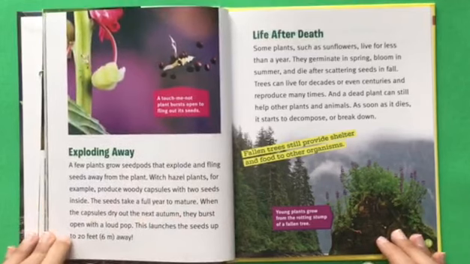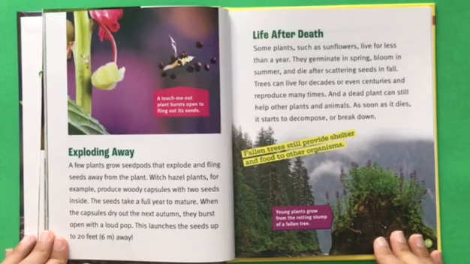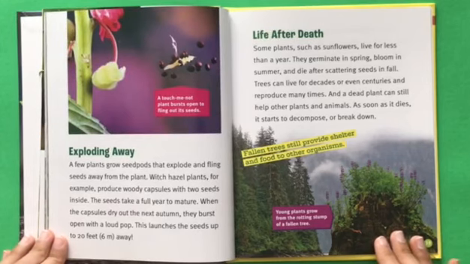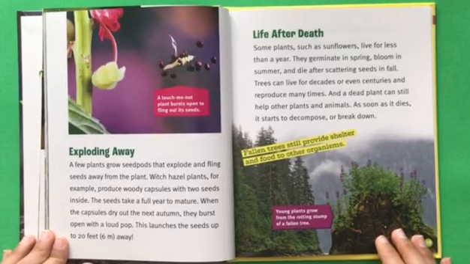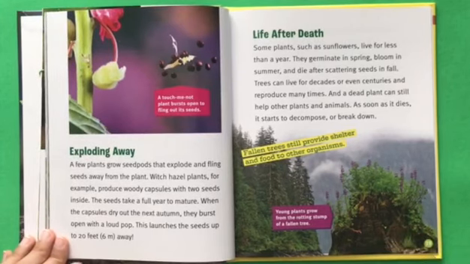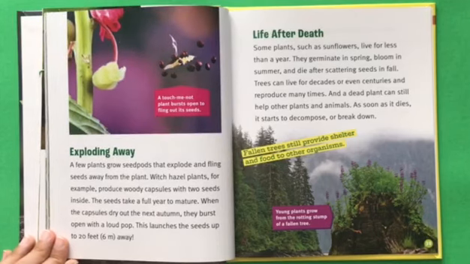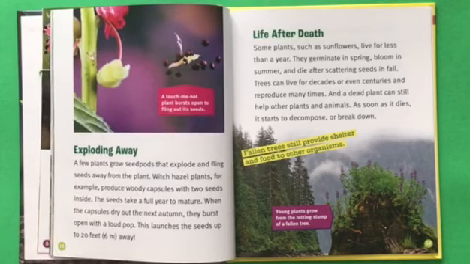Exploding away. A few plants grow seed pods that explode and fling seeds away from the plant. Witch hazel plants, for example, produce woolly capsules with 2 seeds inside. The seeds take a full year to mature. When the capsules dry out the next autumn, they burst open with a loud pop. This launches the seeds up to 20 feet away.